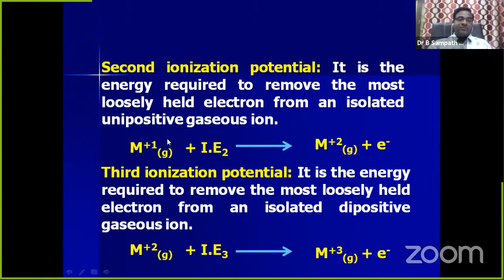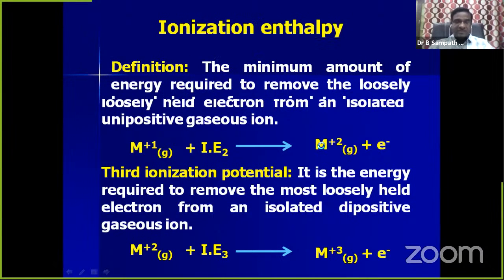See children here, this is the unipositive ion which is in the gaseous state. Of course, this is also an isolated one. And from this ion, if we remove one more electron, we have to supply some energy, and that energy is called ionization energy 2 or IE2. Here the unipositive ion loses one electron, so that's why it converted into a dipositive ion.